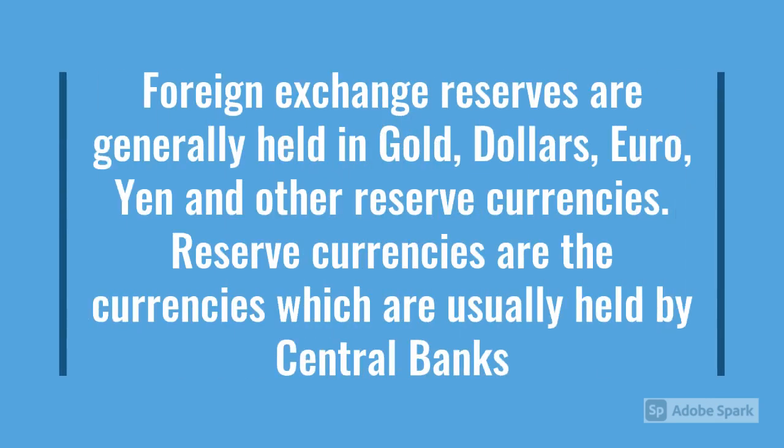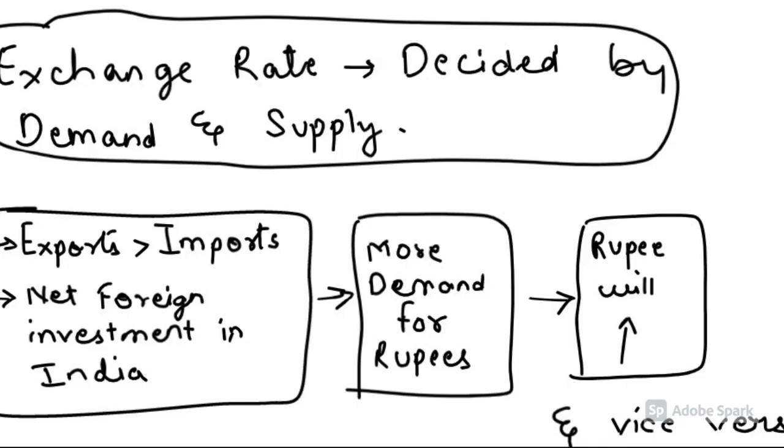Foreign exchange reserves are generally held in dollar, in gold, in euro, yen, and other reserve currencies. Now, reserve currencies are actually the currencies which are usually held by central banks. Now, central bank would like to keep its reserves in the kind of currency which is widely accepted, trusted, and tradable, right? So that whenever it needs to pay for its obligation, it can pay from its reserves.